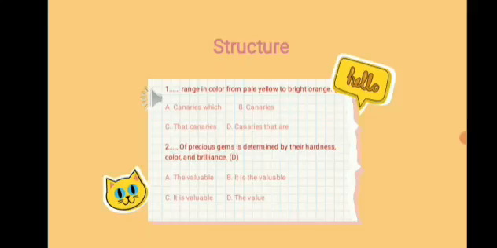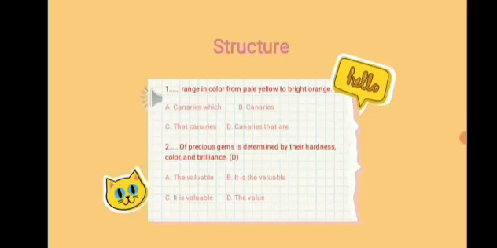I'm Alfirdita Febrianti. I will explain the strategy to answer structure questions. For the first, in number 1, we first determine the subject and the verb. Generally, an English sentence consists of one subject and one verb.